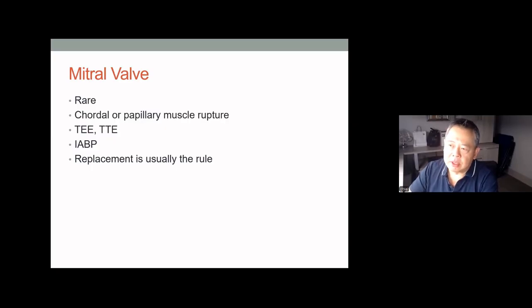The mitral valve is rarely injured in this case, but more so with chordal or papillary muscle rupture. All right. Again, diagnosis is with TEE or TTE if possible. You can use a balloon pump to temper down the severity of the MR. And replacement is usually the rule. You don't want to just go ahead and try to repair it and put an annuloplasty in this. No place to be fancy in this case. You want to go ahead and replace it straightforwardly. You know that you're going to come off with a competent valve in this case.